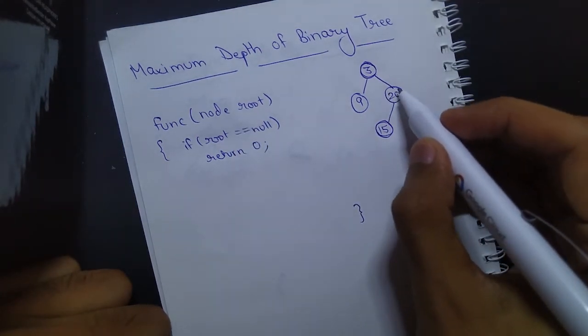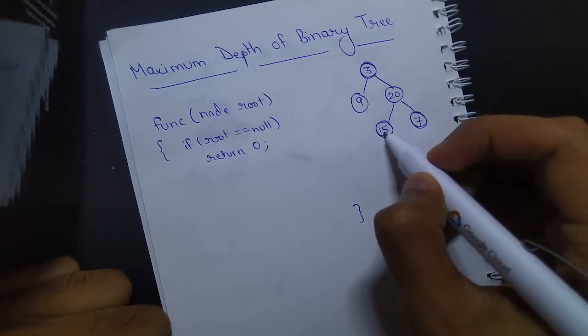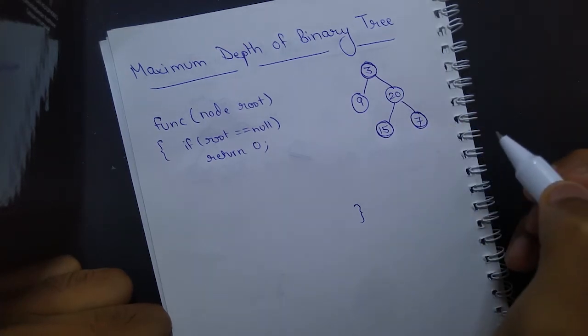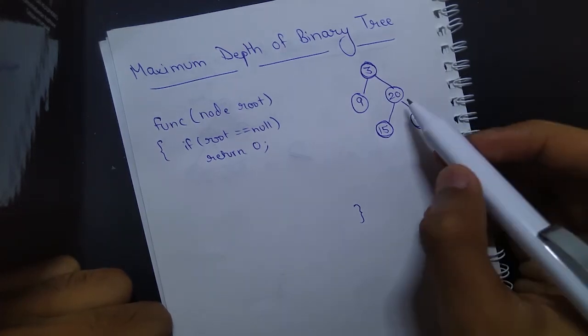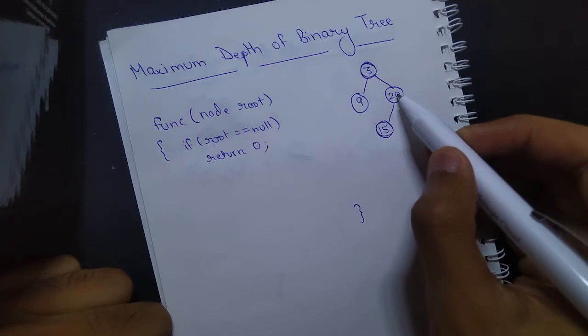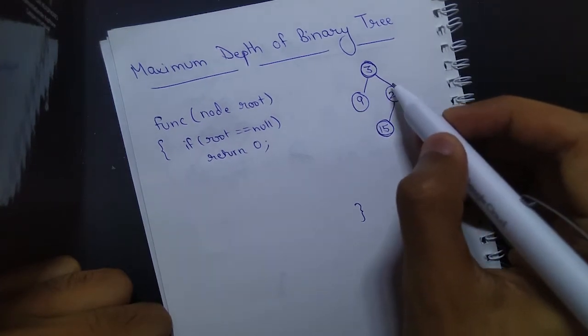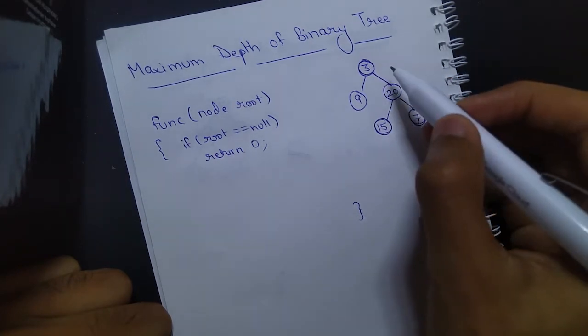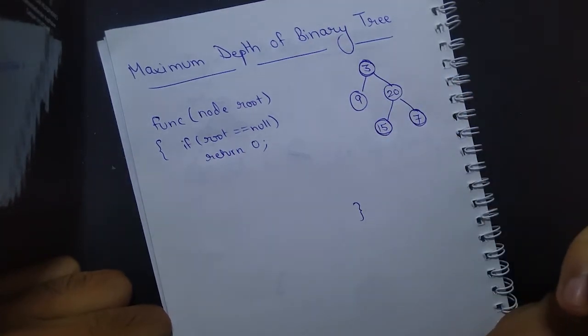Let's consider again this node. This node will be returning the value 1 plus 1 or 1 plus 1, whichever is the maximum. In this case both are equal, so it will obviously be returning 2. So as I said earlier, this node will be returning 2 to this 3 node, and 2 plus 1 will give 3 for the whole tree.